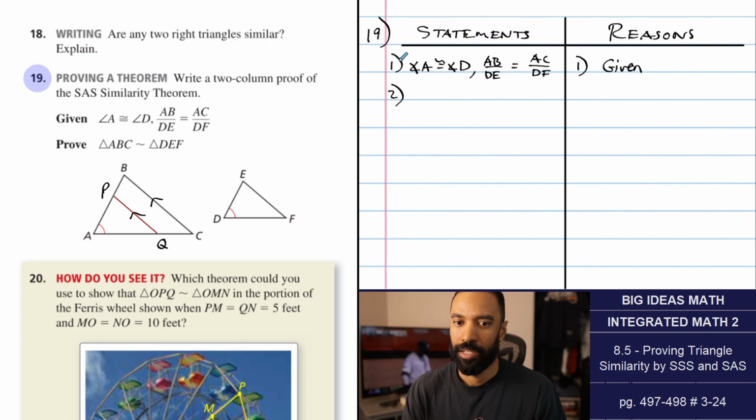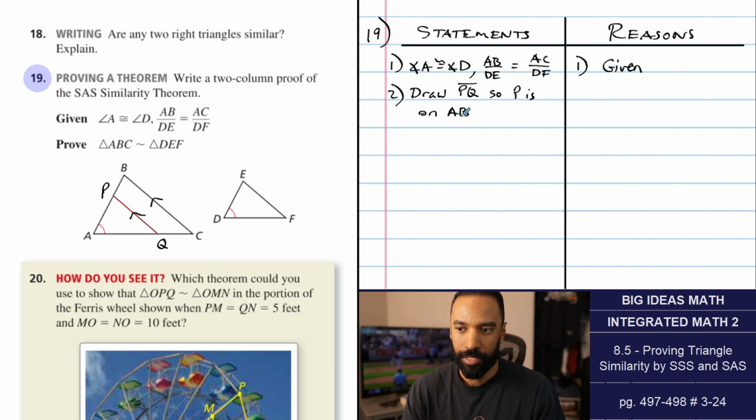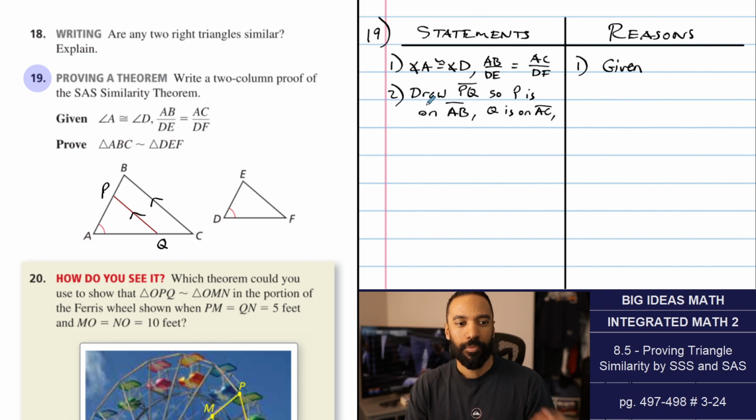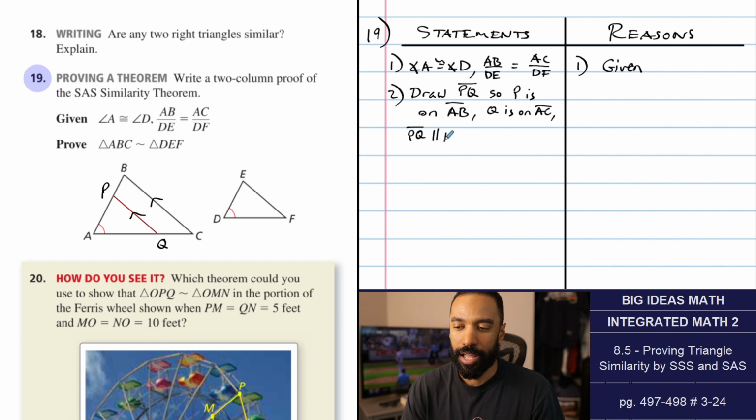So you've got to draw some segment PQ. We called this the parallel postulate, I believe. Draw PQ so that P is on segment AB, Q is on segment AC, and then we want those to be parallel, PQ and BC. PQ is parallel to BC, and we have AP equal to DE. That's the parallel postulate.